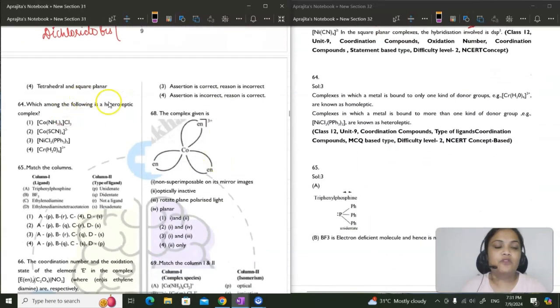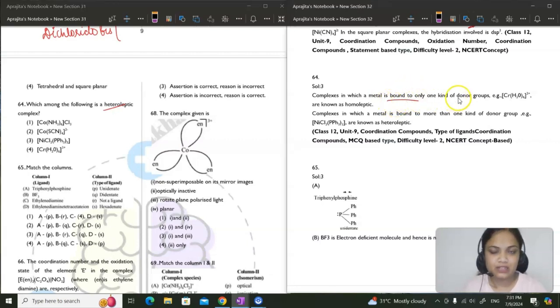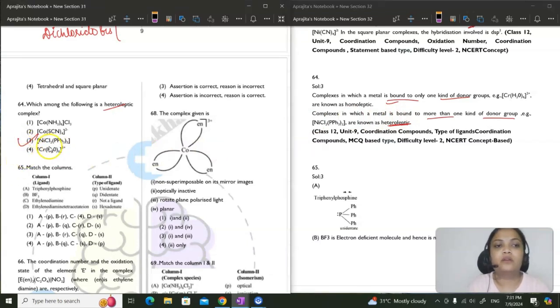Next, question number 64. Which one among the following is a heteroleptic complex? Students, you know, in complexes where the metal is bound to only one kind of donor group, it is known as homoleptic. And where the metal is bound to more than one kind of group, it is known as heteroleptic. So in this case, the heteroleptic compound is option number 3, because there is chloride also and phosphine also, so that is your heteroleptic compound. Triphenyl phosphine is there, no?